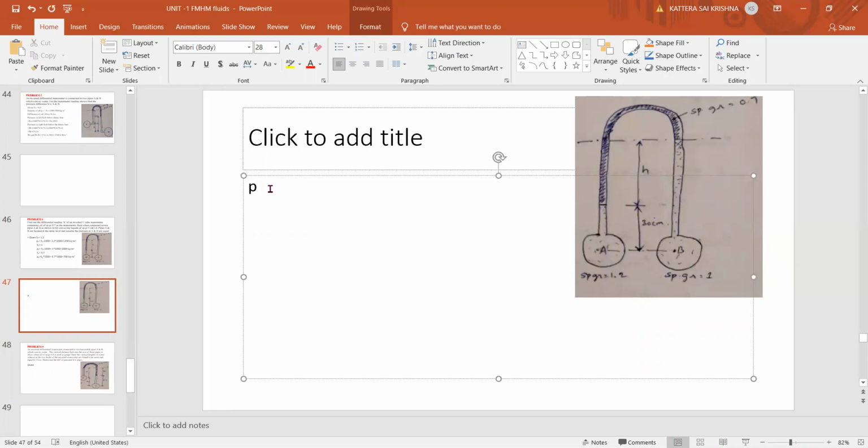Okay, after taking the given data, now we'll take the pressures in the left limb below the datum line. Who will tell, below the datum line, what are the pressures in the left limb?